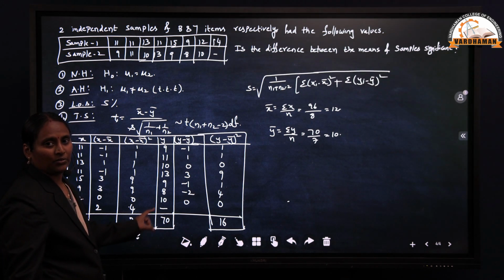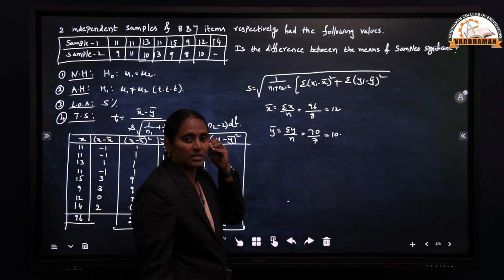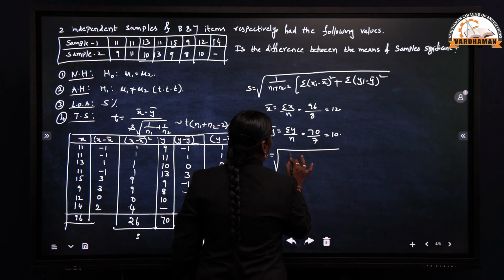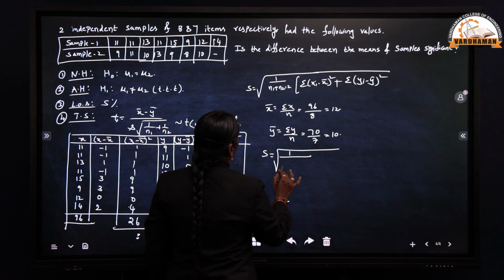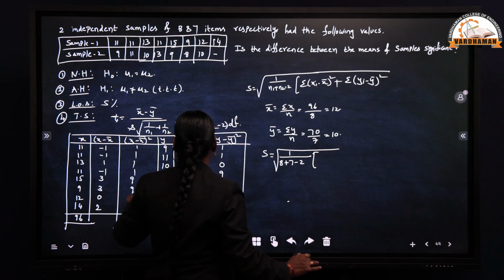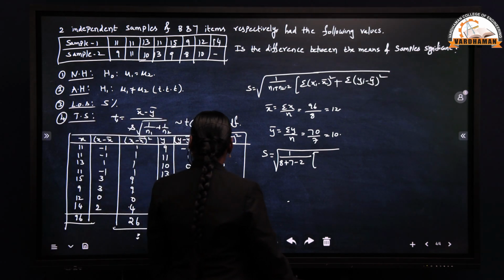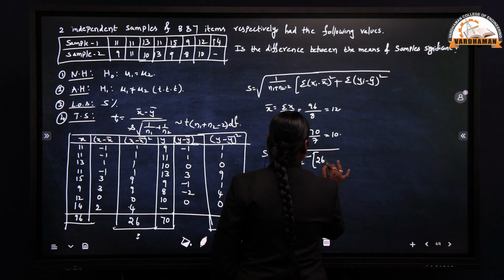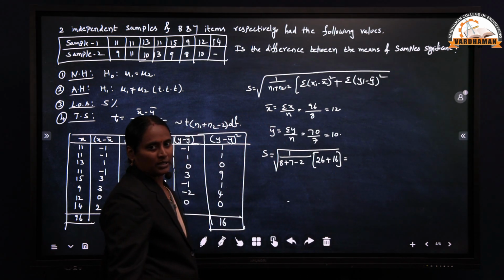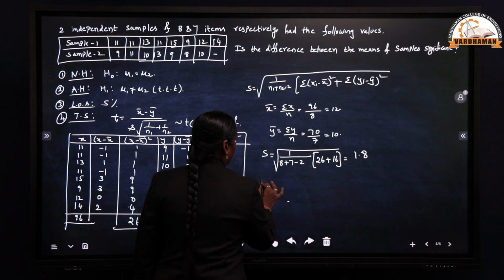Before finding the value of t, we are going to find the value of the standard deviation first. So the value of s is equal to square root of 1 by n1 plus n2 minus 2, that is 8 plus 7 minus 2, into summation of xi minus x bar whole square, which is 26, plus yi minus y bar whole square, which is 16. So it will be 26 plus 16. If you simplify this and take the square root, we get the value of s equal to 1.8.